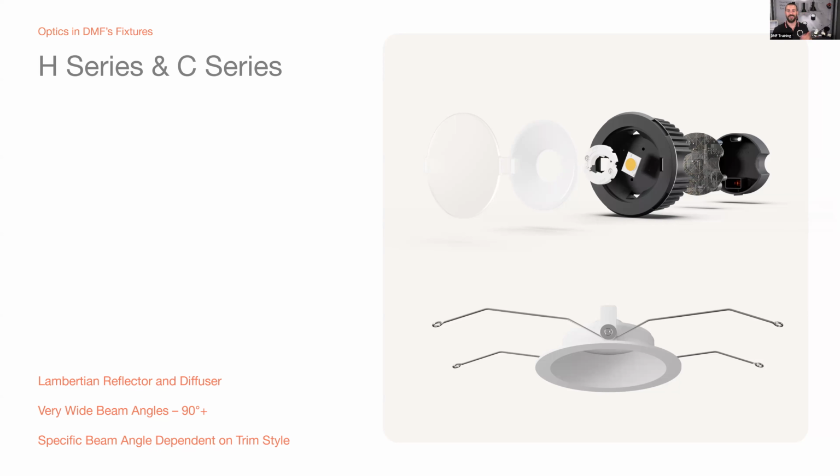Should also note, just like with our M series, the trim, particularly with the H series, we have interchangeable trims. So our flush mount trim does give you an even wider beam spread than, say, our standard regress trim. So it's something to keep in mind as well.